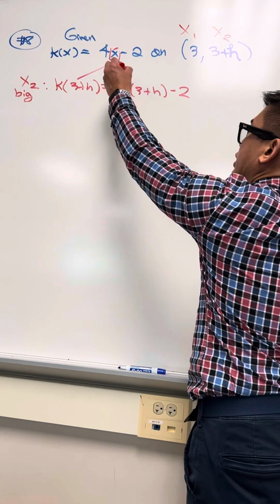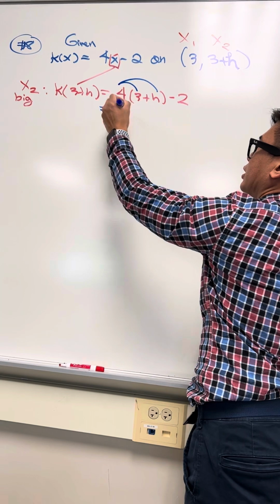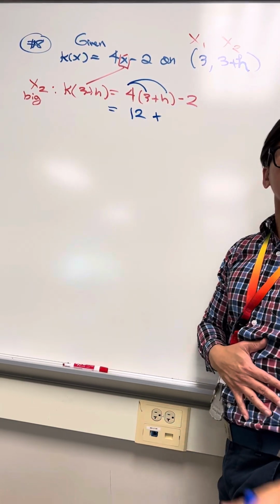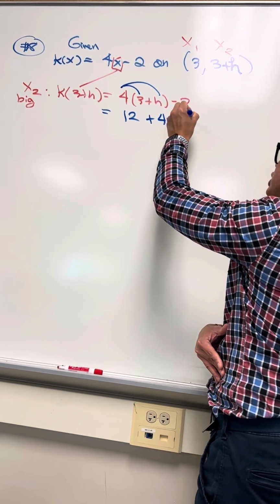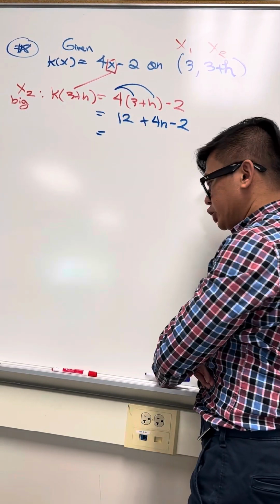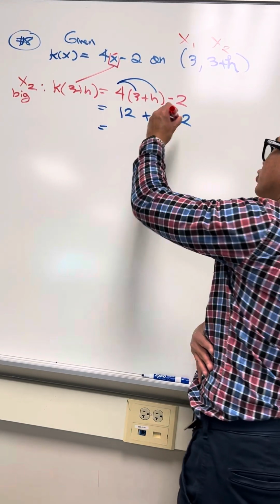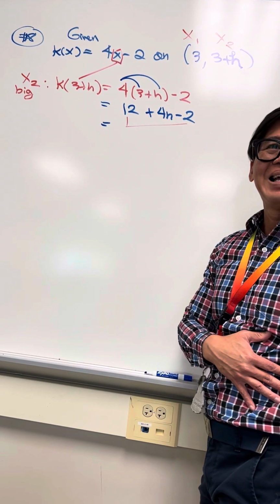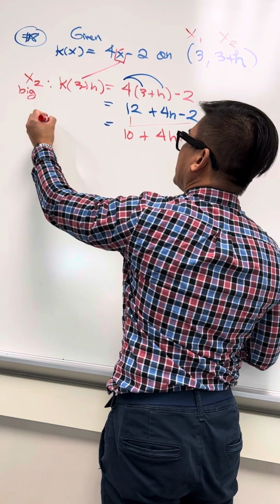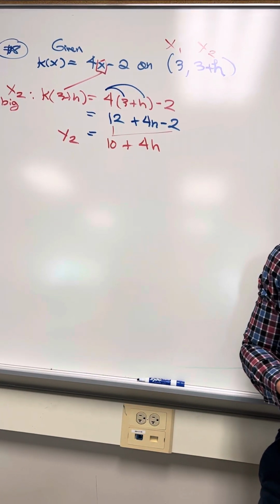Okay. What do we do in here? We distribute 4 to 3 plus h, hence that's going to be 12 plus, what's 4 times h? 4h, very good. Minus 2. And then after that, we can combine similar terms. What terms in here are similar? 12 and negative 2, very good, Michaela. What's 12 minus 2? 10, very good. And then just copy 4h. Once again, this is our y2.